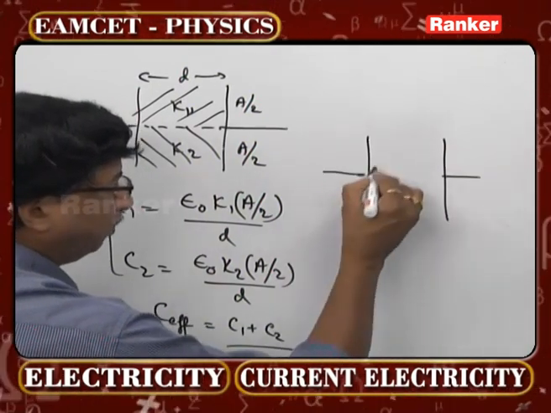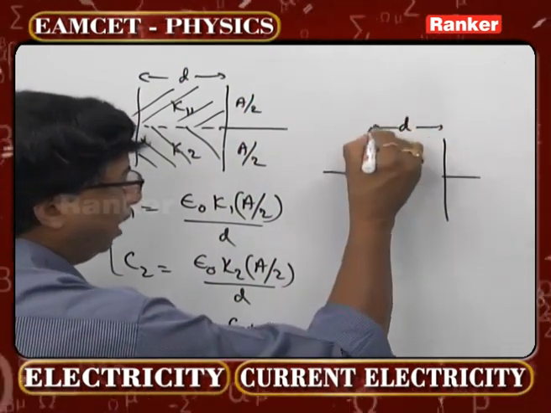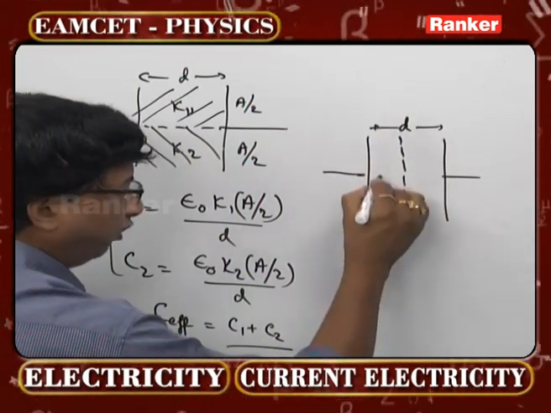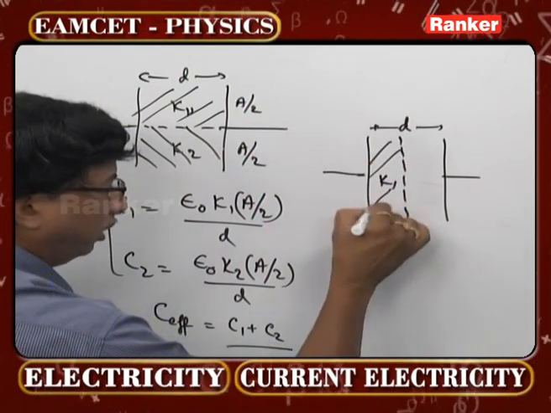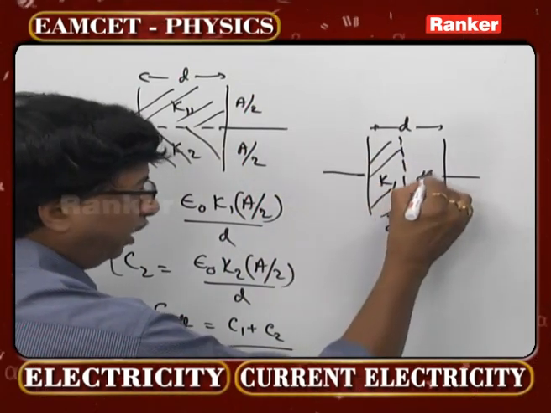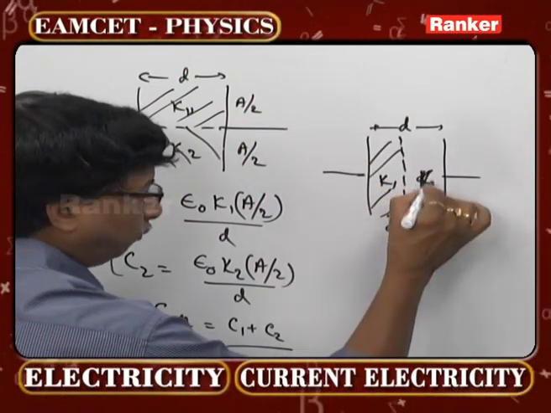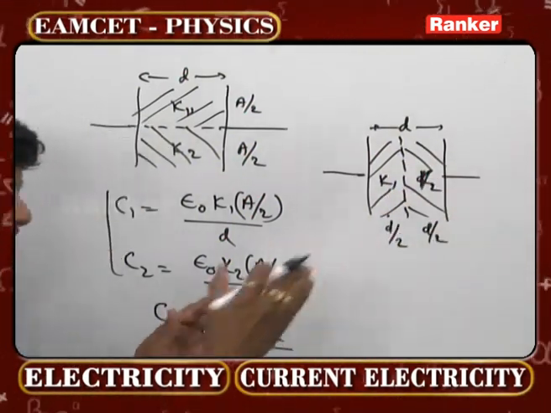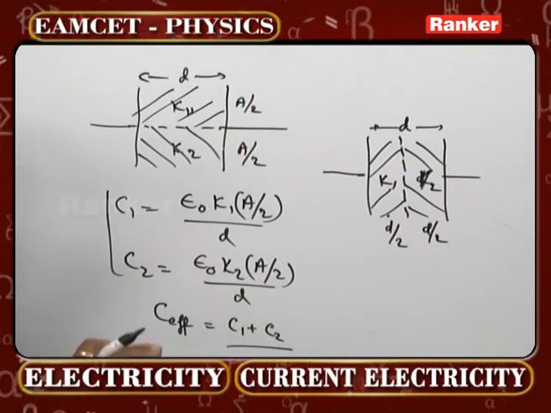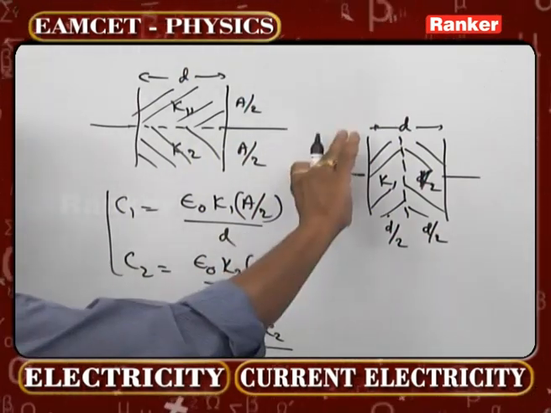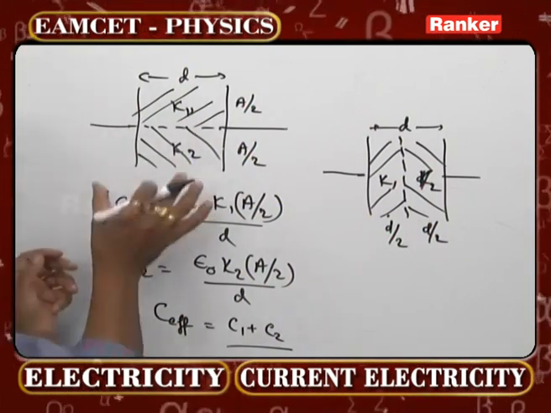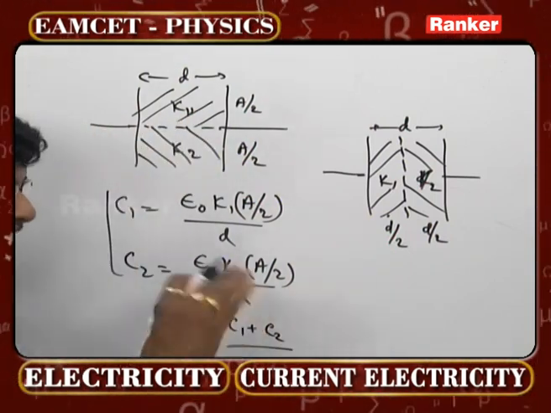The distance of separation is given as D. Half of this distance of separation is filled with a dielectric of constant K1. The remaining half of the distance is filled with a dielectric of constant K2. That means the total distance is made into two equal halves here. But areas are equal. Here areas are made half, distances are equal. So that is the point.